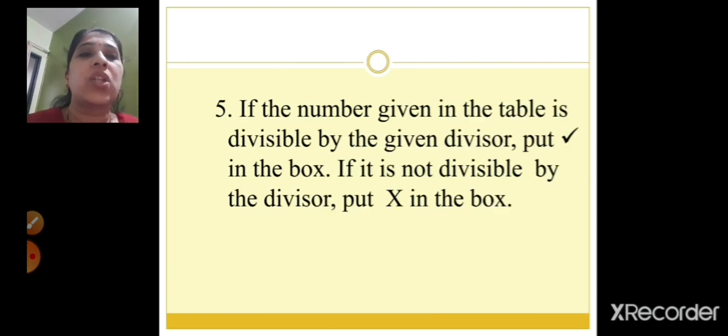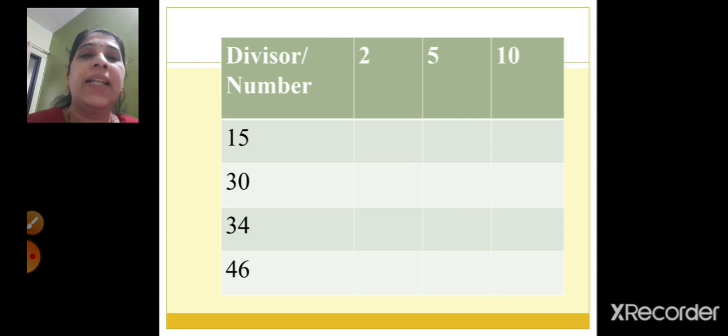Now the next question is, if the number given in the table is divisible by the given divisor, put tick mark in the box. If it is not divisible by the divisor, put cross in the box. So this is the table. Divisor is given or the number is given, and then you can see in the column it is 2, 5 and 10. So I hope children you remember the test for divisibility 2, 5 and 10. So what is given over here?